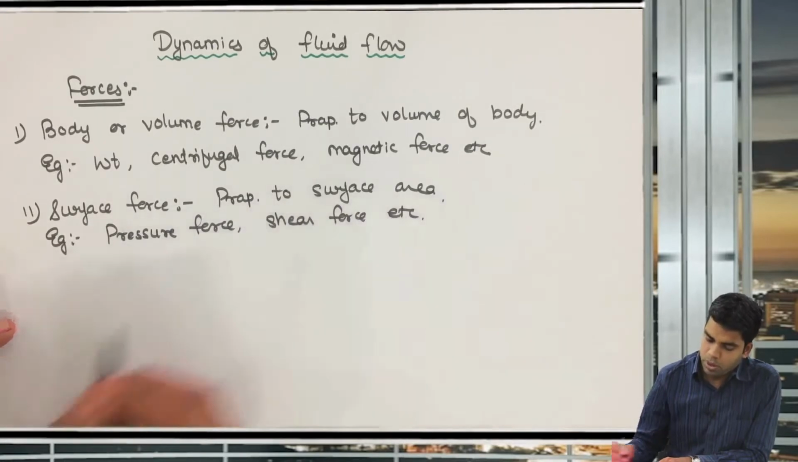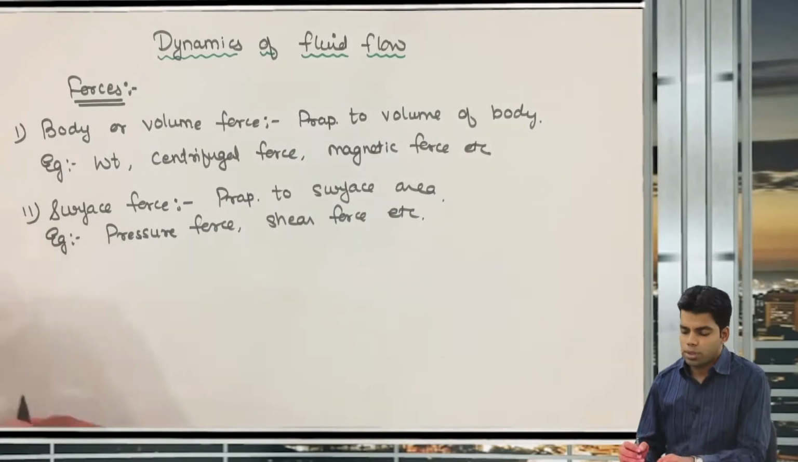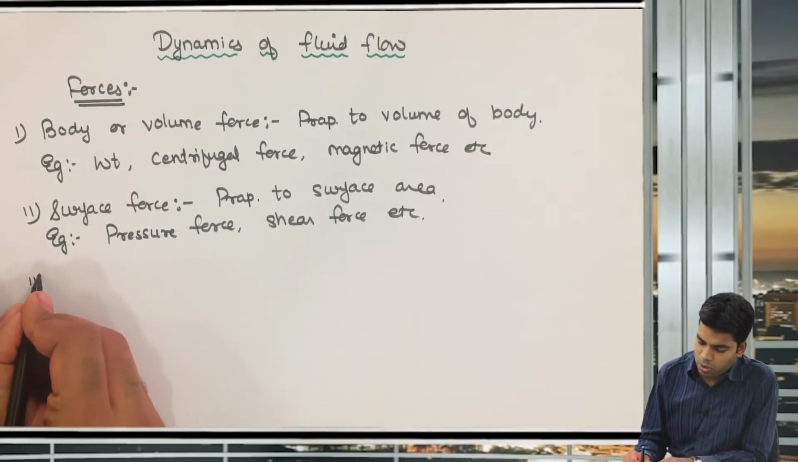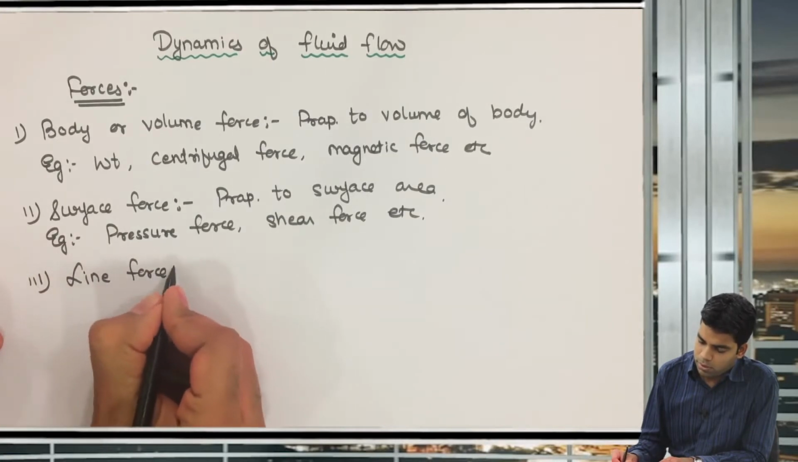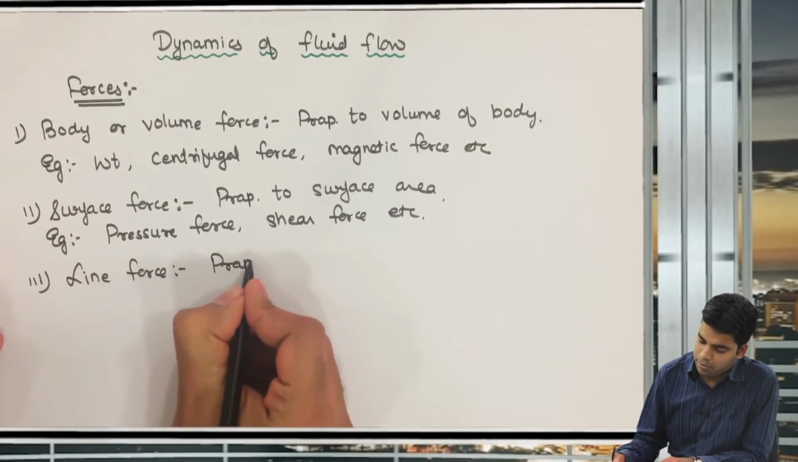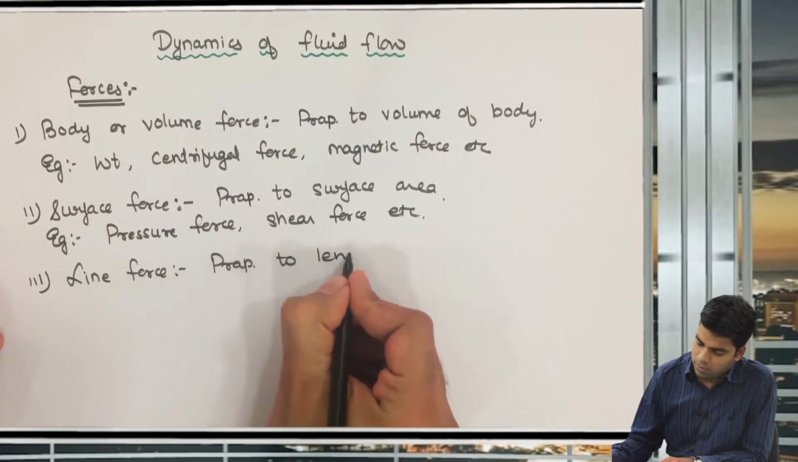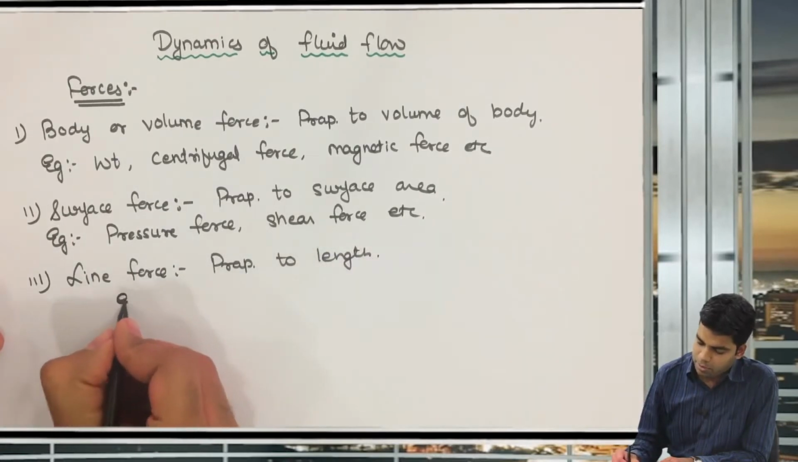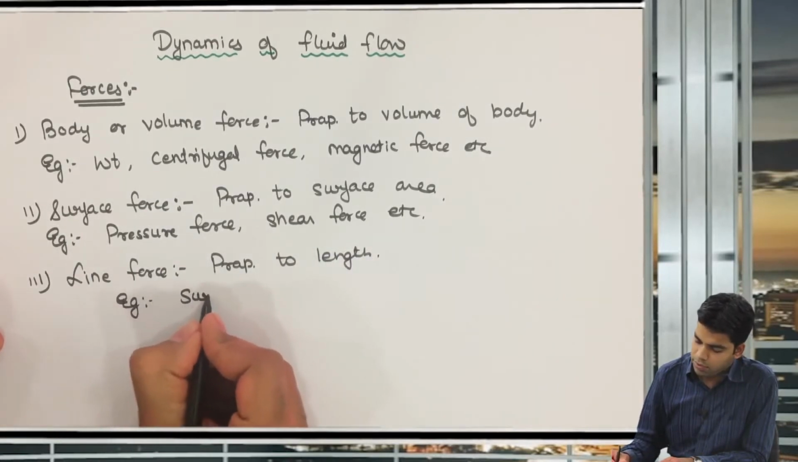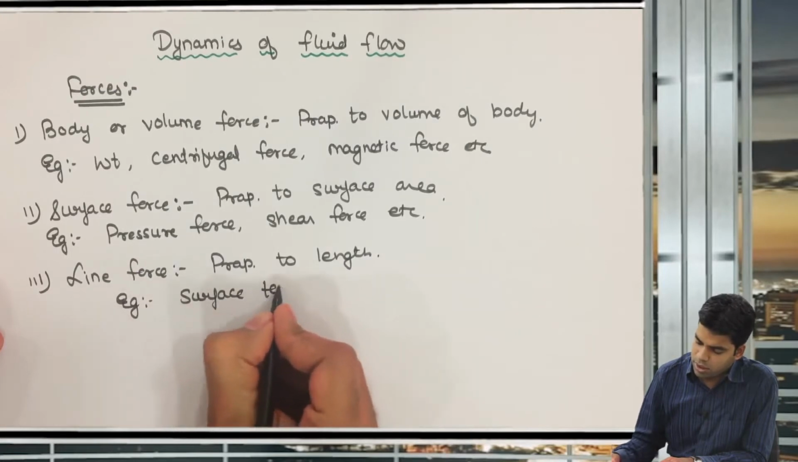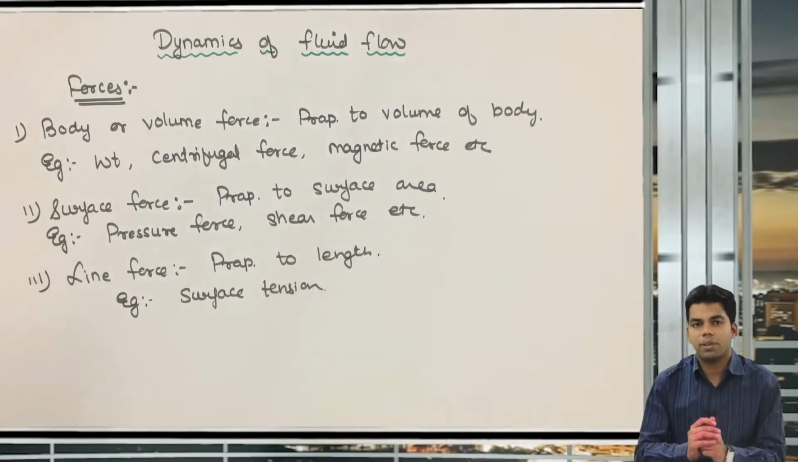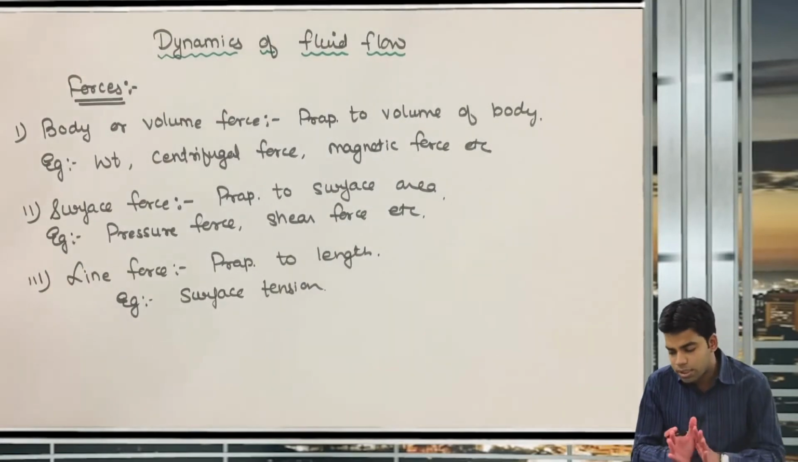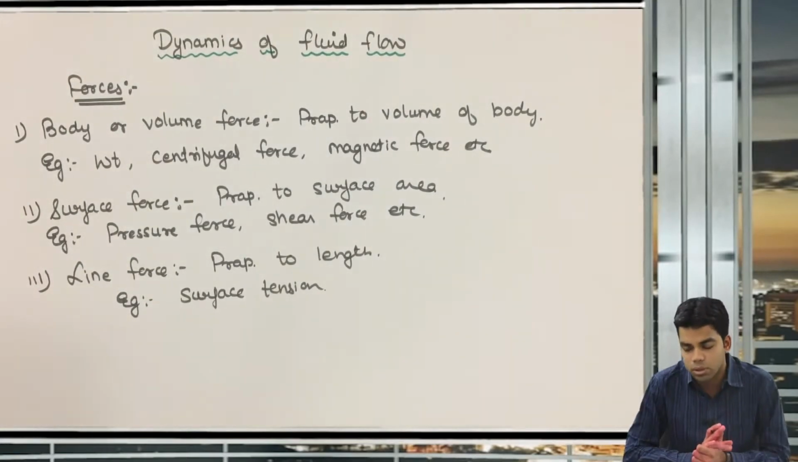Okay. Now one more kind of force is there, however the magnitude is small, that is the line force, which is proportional to length, and the example of this force is surface tension. Surface tension is a line force, as I have already told you, force per unit length, F by L. We have discussed surface tension. So these are all the kinds of forces which act on the fluid.